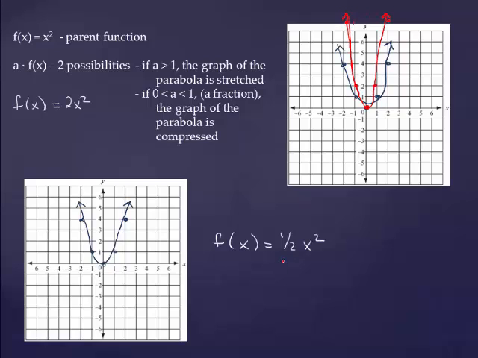Now if I have 1/2 of x squared, I get 0, 0, but when I square 1, I get a half. And then 2 squared is 4, but half of that is 2. And then if I did 3, 3 squared is 9, but half of that is 4.5. And so you can see that I get a fatter graph, but that's because it's been compressed. It's been squished down this way. So those are the basic transformations, and those can be combined, and you'll learn more about that later.